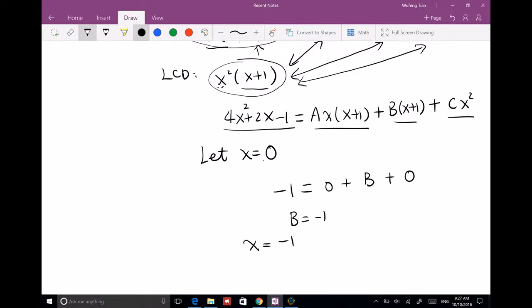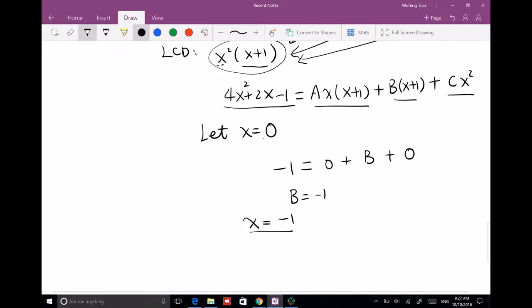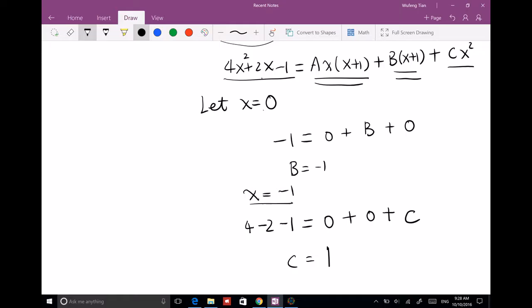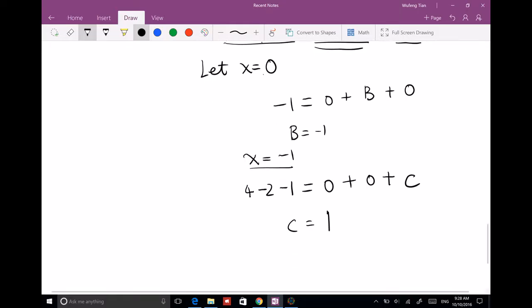-1, very good. Okay, so I plug -1 into this first one. What's the number? 4 minus 1 minus 1. Okay. What about this one? 0. 0, perfect. What about the second one? 0. 0, perfect. What about the last one? C. C, perfect. Okay, so I got c equals +1. Now what's next?